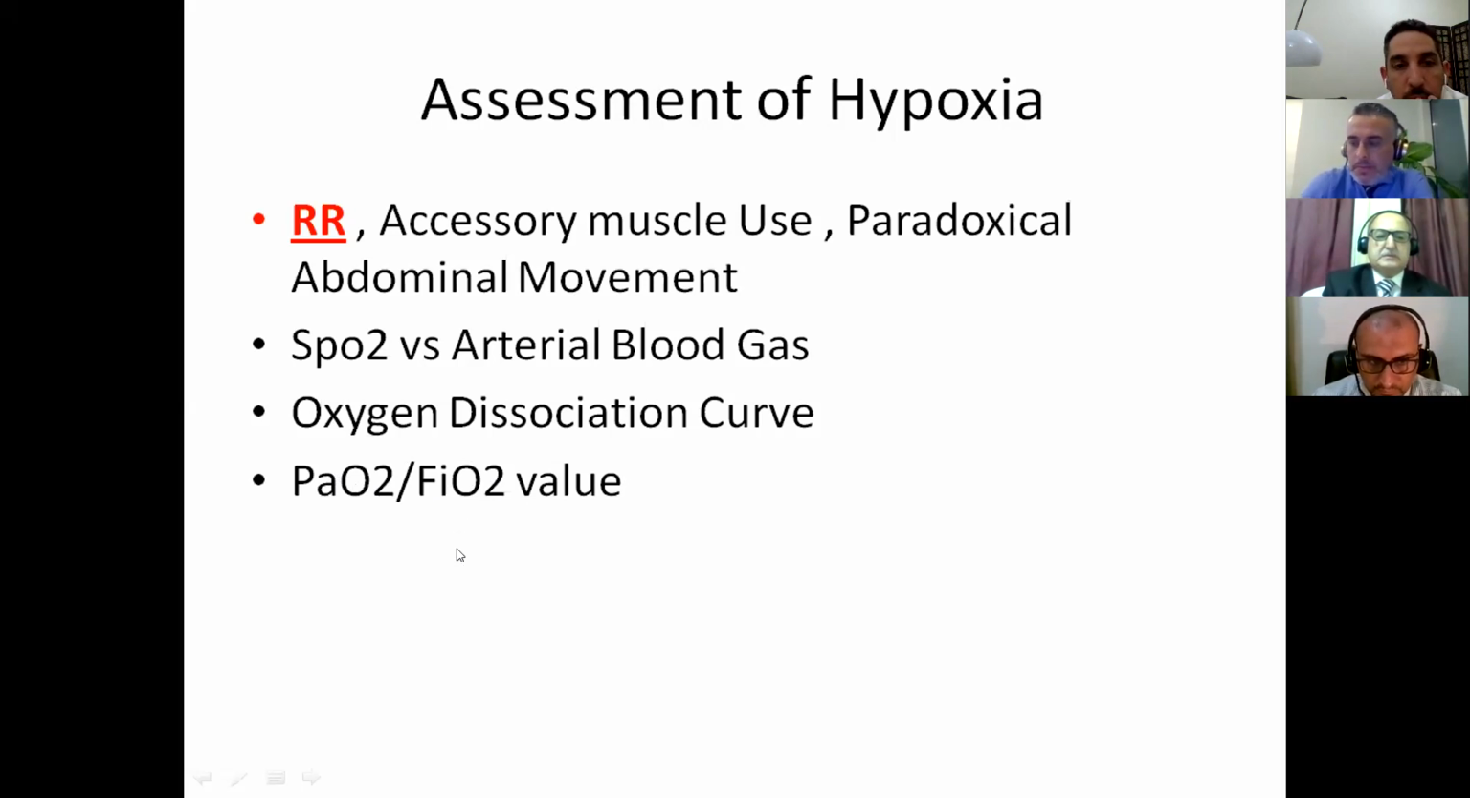You actually classify ARDS based on the PF ratio. So if the PF ratio is more than 300, then the patient does not have ARDS. If the patient's PF ratio is between 300 and 200, it is mild, 200 to 100 is moderate, and less than 100 is severe ARDS. So based on this, you will be able to get an idea of how sick your patient is.